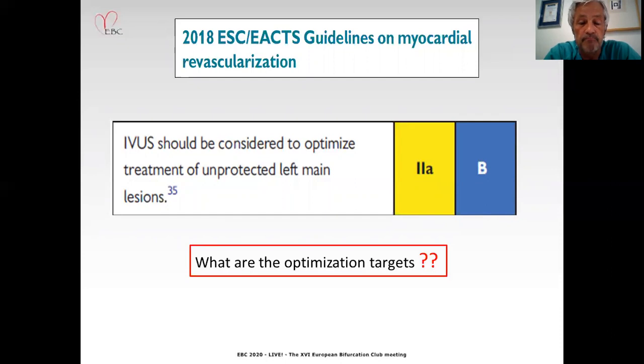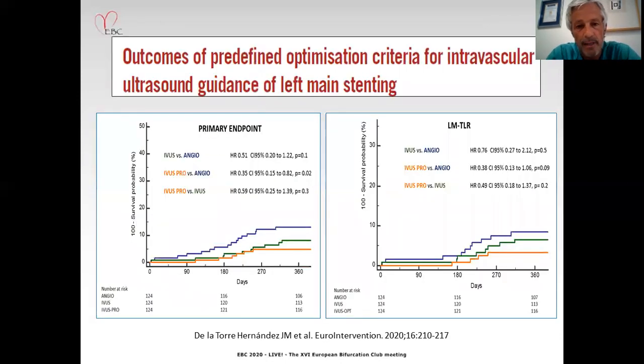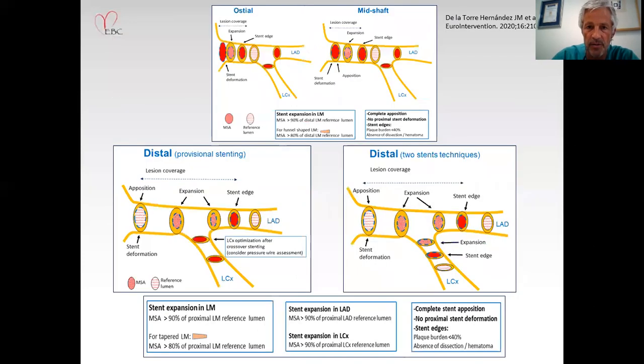The guidelines support the use of IVUS for LM PCI with a 2A recommendation, but what about the optimization targets? Our group has published recently this study in which we really tested the effect in prognosis of a predefined optimization criteria for IVUS guidance during LM stenting. In the slides, there is a gradient in the outcomes. Angiography is the worst group, then is the non-protocolized IVUS, and the group with the best outcome is the one with a specific protocol for IVUS guidance with predefined optimization criteria.